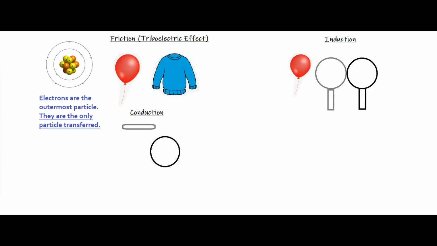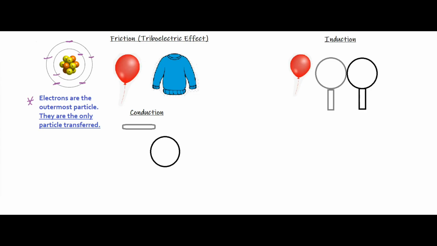First of all, to understand the basics of static electricity, you want to take a look at the atom. In our picture here, we have some negative charges that are electrons orbiting the nucleus, and in the middle we have the yellow particles, which are protons, and the orange ones, which are neutrons. The only one we care about are the electrons. Just like it says here, electrons are the outermost particle. They're the only particle that's transferred.